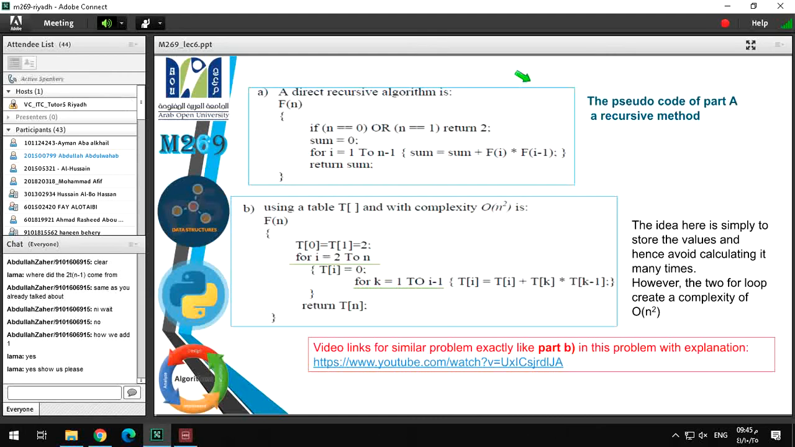So this is the pseudocode of the function. This is the direct recursive function. If n equals 0 or n equals 1, then return 2. So this is f of 0, and this is for f of 1, return 2. And then you have the for loop from 1 to n minus 1. Every time you find the sum plus f(i) multiplied by f(n minus i). This is just the pseudocode of the recursive method.